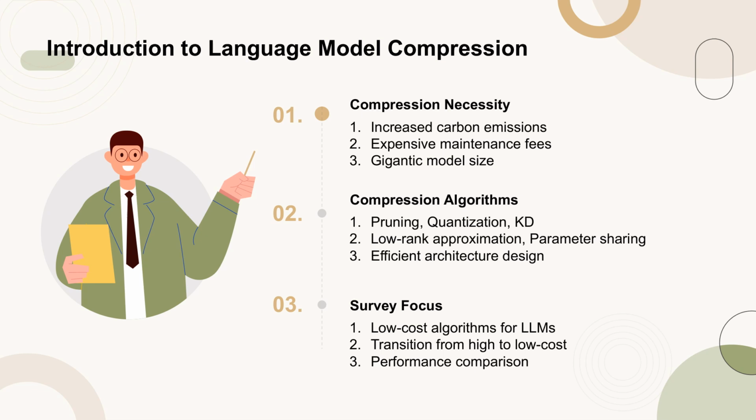Various compression algorithms have been proposed, including pruning, quantization, knowledge distillation, low-rank approximation, parameter sharing, and efficient neural architecture design. This paper conducts an extensive survey focusing on low-cost compression algorithms applicable to large language models, comparing their performance, and summarizing the overall trend of their development.